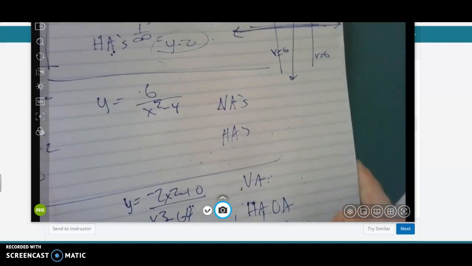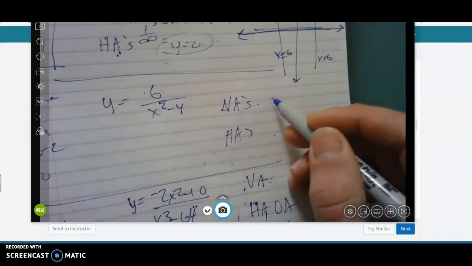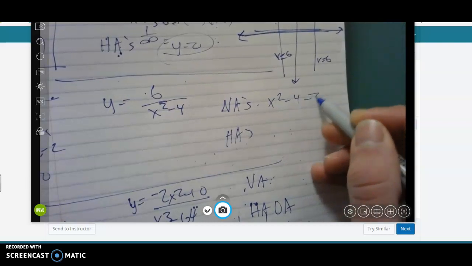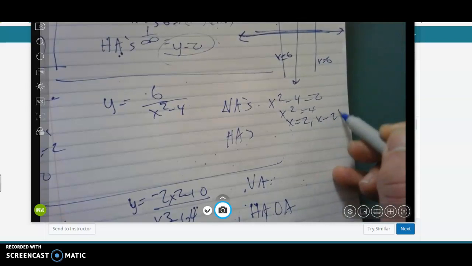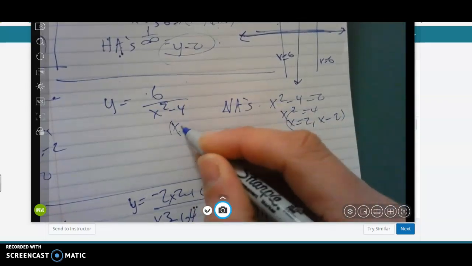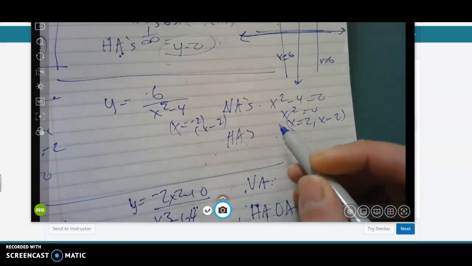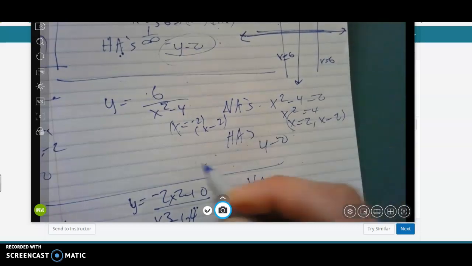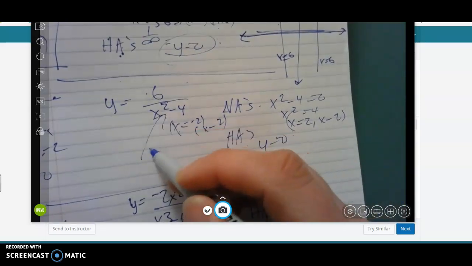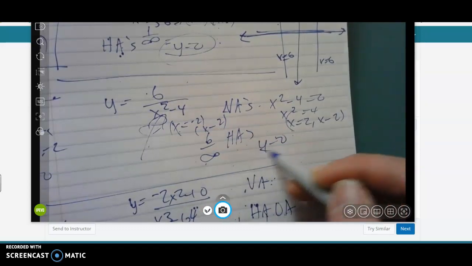Next one here, we're asked for y equals 6 over x squared minus 4. We're looking for a vertical asymptote. Vertical asymptote is going to be when you set the denominator equal to 0. So we're going to get x squared is equal to 4. So we're going to get x equals 2, and we're going to get x equals negative 2. Okay, and then we'll get right there in horizontal asymptotes. That's going to go to y equals 0 because the denominator is going to get really large. So it will be 6 over infinity, so it's going to be at y equals 0.